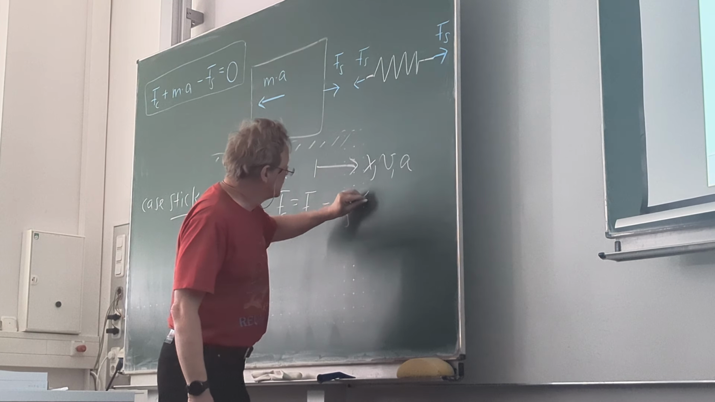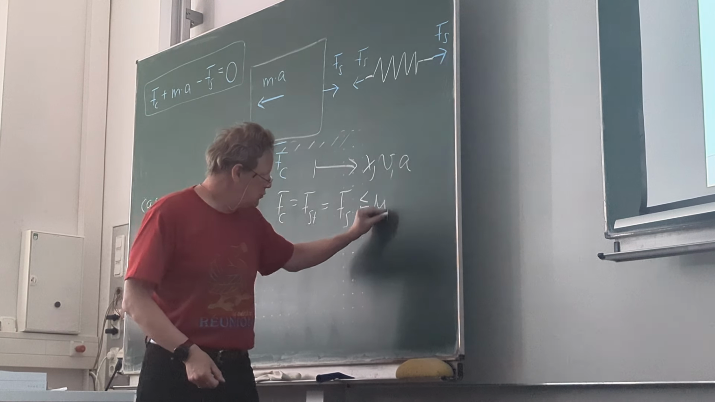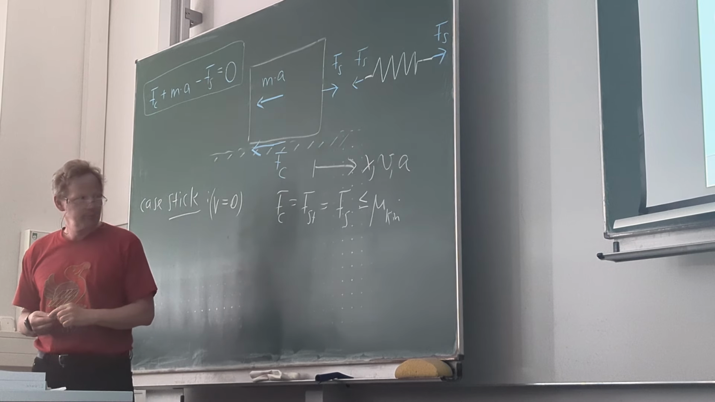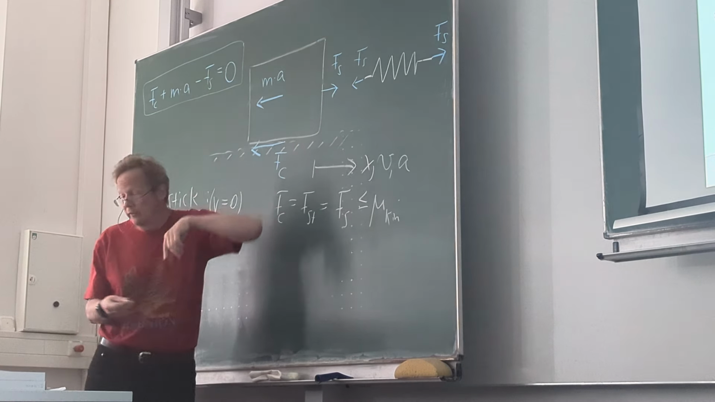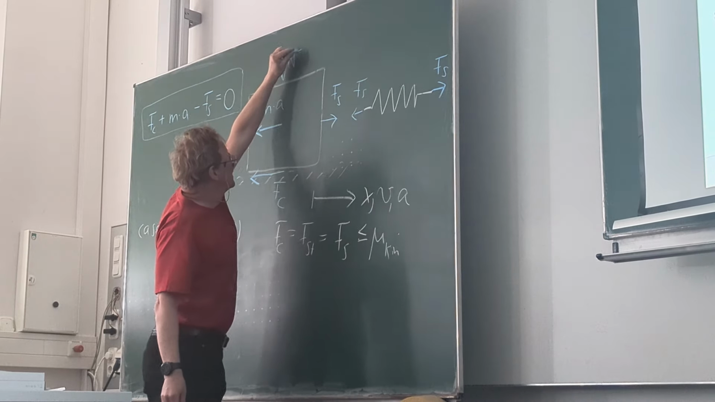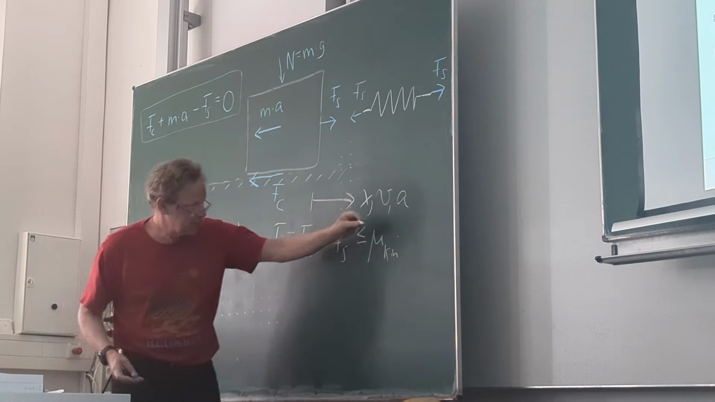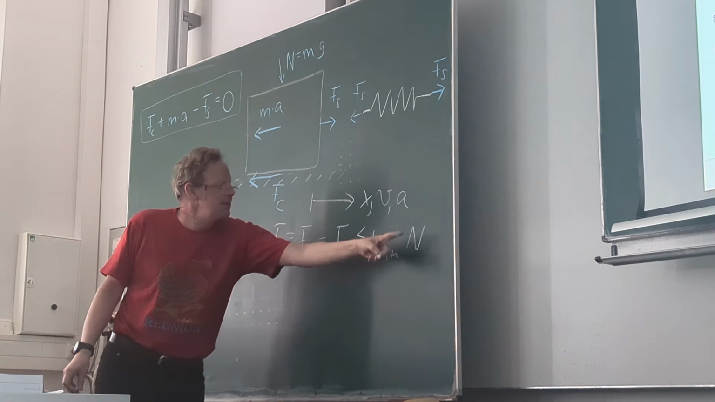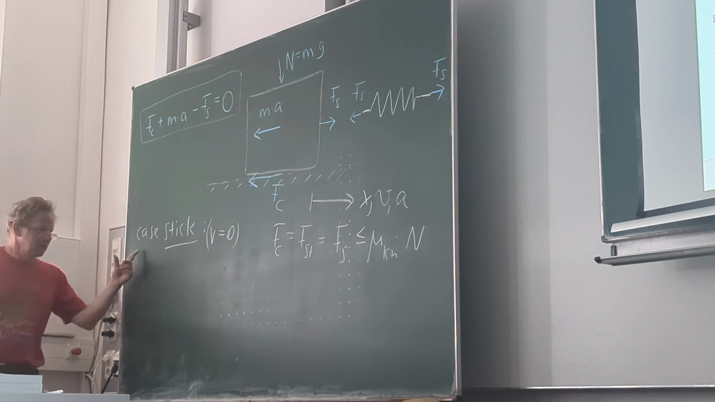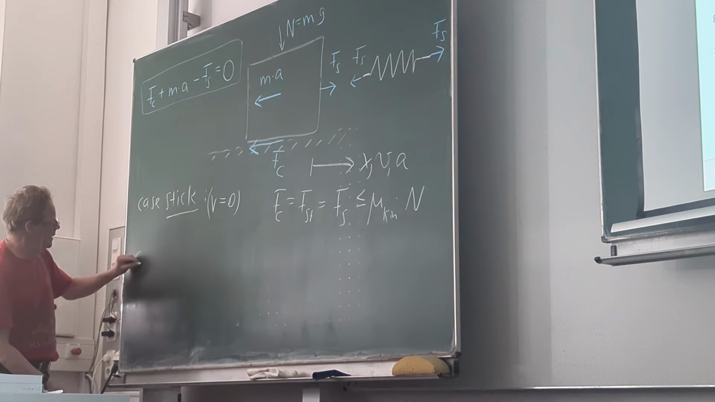It must be smaller than or equal to a certain coefficient, mu, multiplied with the weight. The weight is the normal force, which is m times g, and that's what we use here. So this is the limit, and as soon as the spring force is larger, we will get into the other case, the case slip.